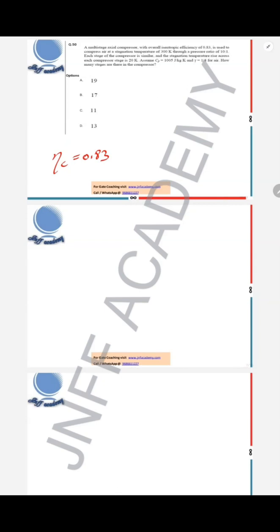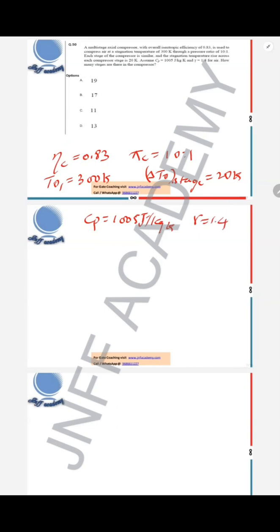It is used to compress at a stagnation temperature of 300 Kelvin. T01 is given as 300 Kelvin. Pressure ratio, pi c, is nothing but 10:1. Each stage temperature rise across the stage is 20 Kelvin. The Cp of air is given as 1005 joule per kg Kelvin, and gamma of air is 1.4.